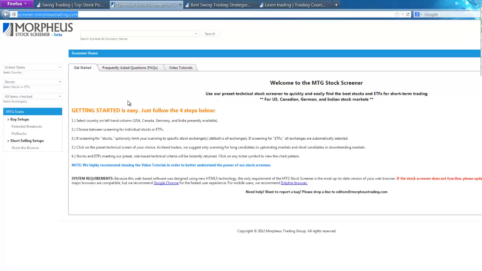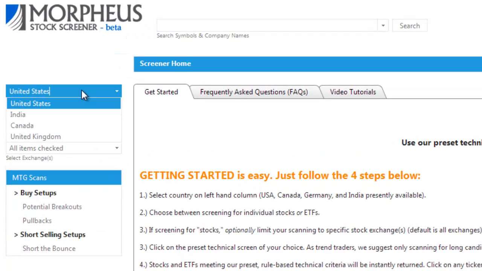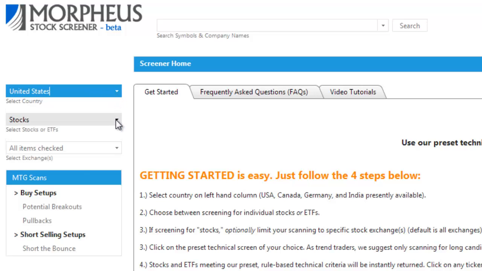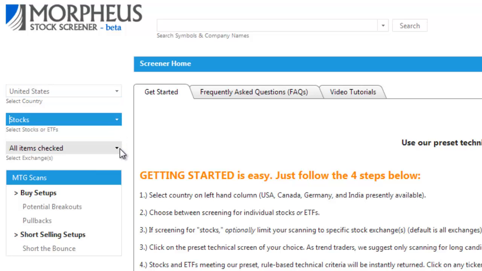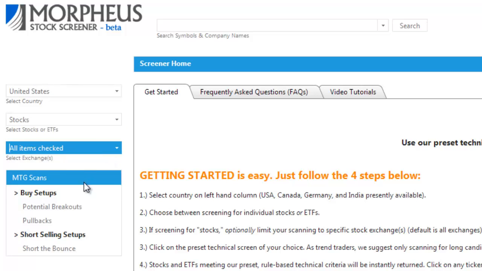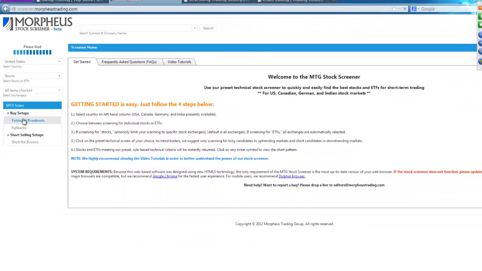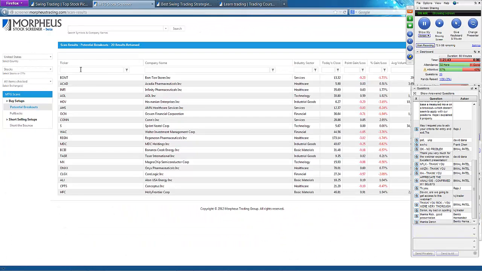We took our preset criteria that we use, and it's really as simple as one or two clicks. You select a country. We have four countries presently that we can select stocks from: India, U.S., Canada, and United Kingdom. Select stocks or ETFs. If you want to narrow it down by exchange, you can. And then you simply click whether you're looking for breakouts or pullbacks, or if you want to sell short. Now, of course, selling short would only be in a downtrend. But for example, if we just click potential breakouts, you can see it took about 2 seconds, and it gave us a list of 20 results returned.